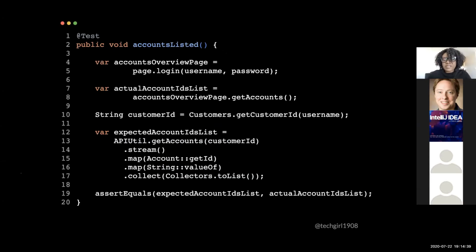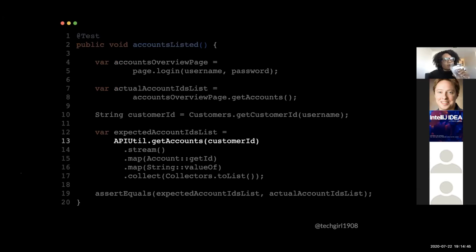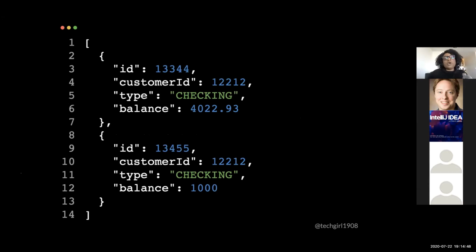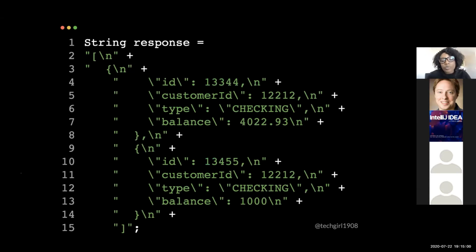Next, I want to show you text blocks. So let's continue with this API. What if instead of calling the API, we wanted to mock the data right there in the API util class? Well, to represent this whole thing as a string would be very tedious, right? We need to escape all of the fields because they were already in quotation marks. We need to add these new line characters for each line break. And we need to add the plus signs for each line. So this is ugly, right? It's ugly to read. It's ugly to write.